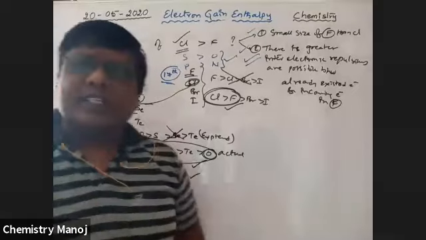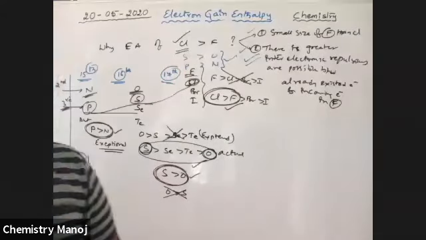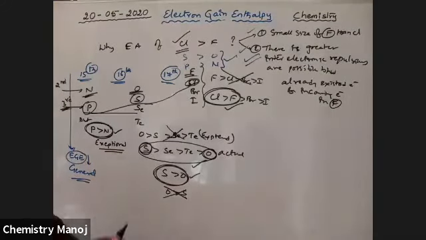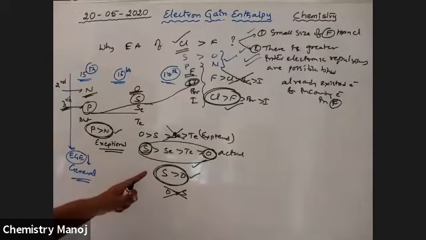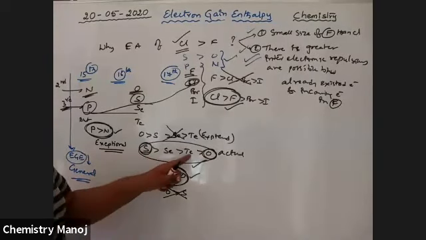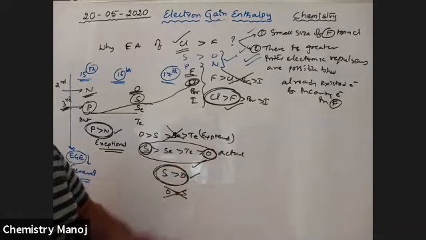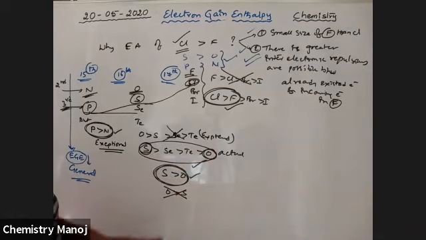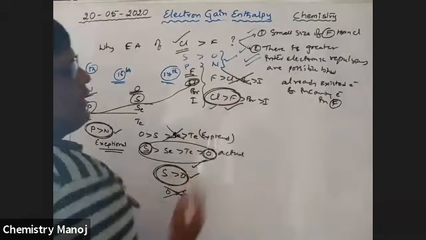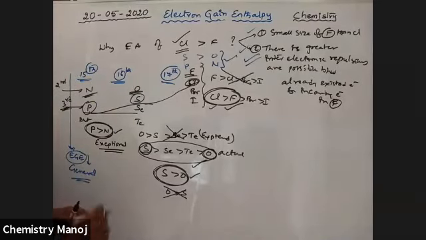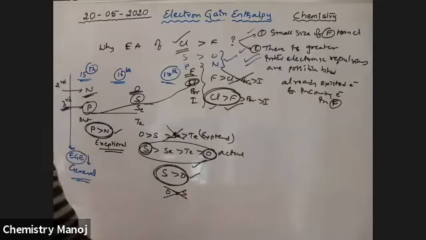So now, is this clear? So finally, what is the order of electron affinity of 16 group elements? Sulfur greater than selenium greater than tellurium greater than oxygen. That is for electron affinity values. Next, for 17 group elements, chlorine greater than fluorine greater than bromine greater than iodine. That is for 17 group elements. It is very, very important.